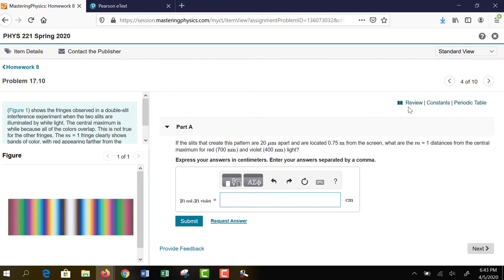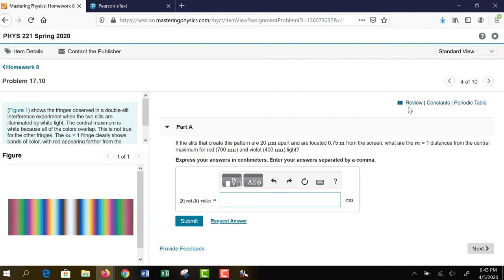Okay, so this picture shows the fringes observed in a double slit interference experiment when the two slits are illuminated by white light. So white light just means we have all the different wavelengths of visible light all mixed together. When they go through the double slit experiment, they separate out by wavelength. So from the formula that you saw, the bigger the wavelength, the bigger the sine of theta is, so the more separated they are. So the bigger the wavelength, the more spread out the spot would be.